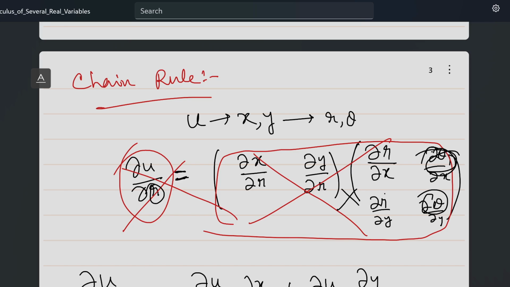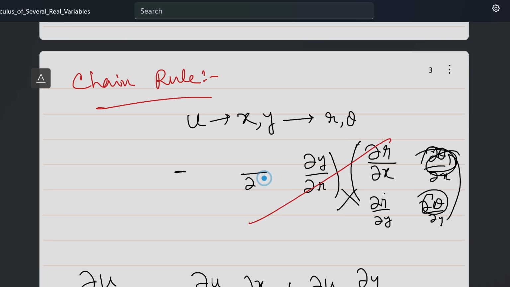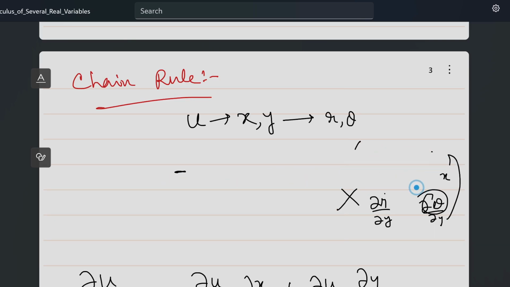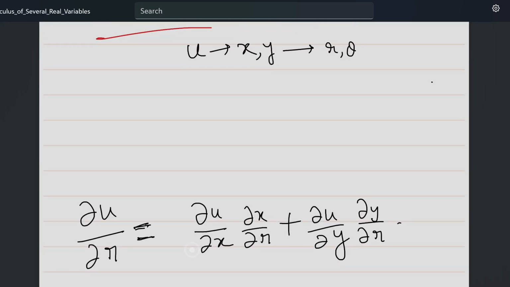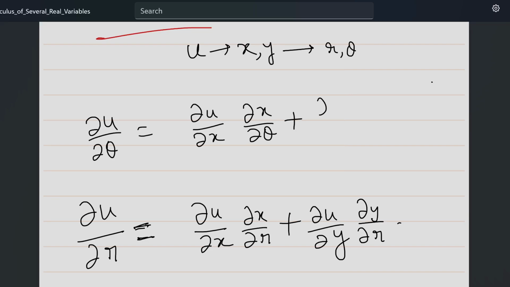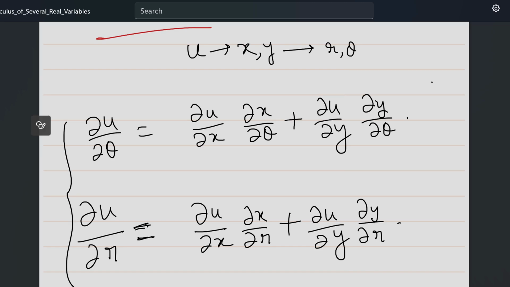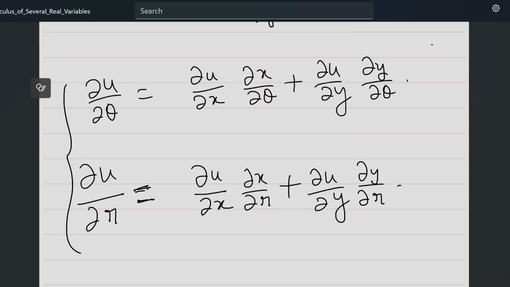Understand? Yes, sir. So similarly, del u del theta is what? Tell me. Plus del u del y del theta. This is the formula, right? You forgot. Please write down or remember this.